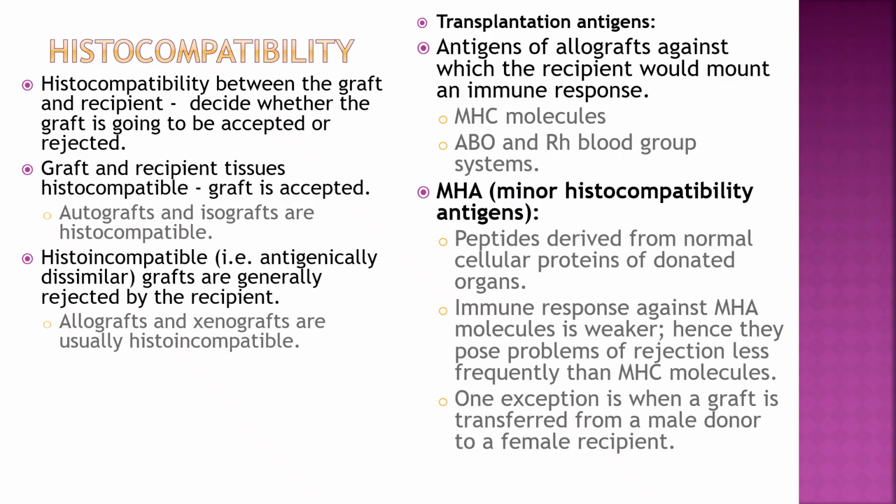Transplantation antigens are antigens of allografts against which the recipient would mount an immune response: MHC molecules, ABO and Rh blood group system. Minor histocompatibility antigens are peptides derived from normal cellular proteins of the donated organ. Immune response against minor histocompatibility antigen molecules is weaker, hence they pose problems of rejection less frequently than MHC molecules. One exception is when the graft is transferred from a male donor to a female recipient.